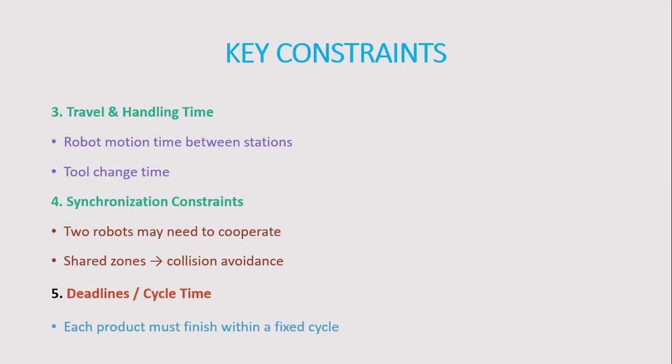Then deadline and cycle time constraint. Every product must finish within a given cycle time. So these are the constraints that are to be added in the algorithm, the genetic algorithm, while solving the problem.